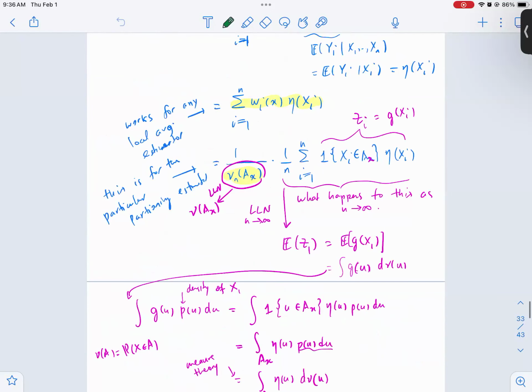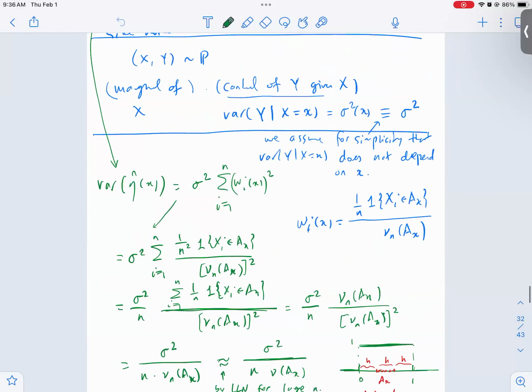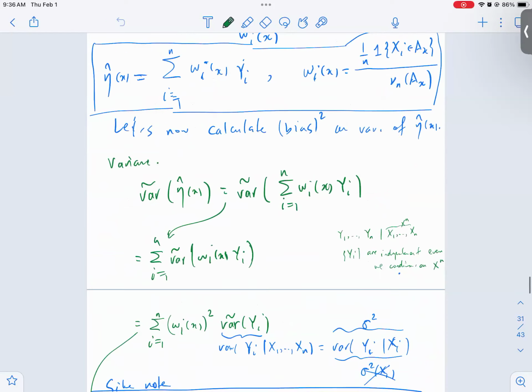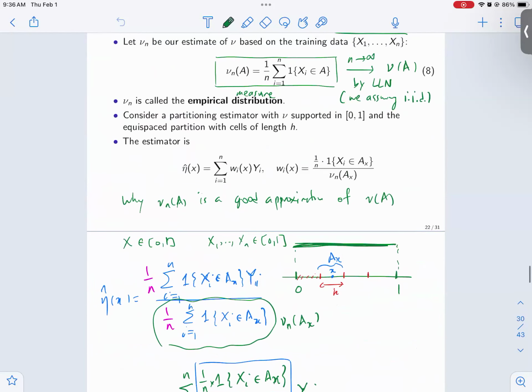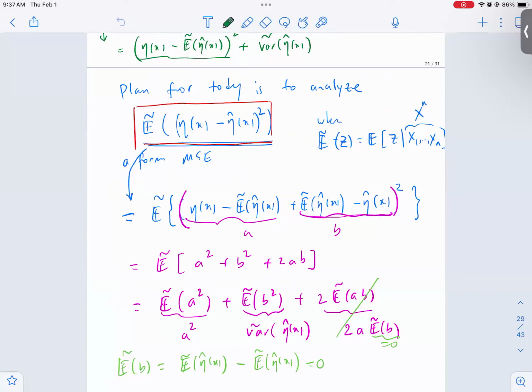So last time we were analyzing the partitioning estimator. The idea was to write this quantity of interest, which we convinced ourselves is a good thing to look at. It's a form of conditional MSE, conditioned on the training X's. We're trying to see how close the estimated regression function is to the true regression function.